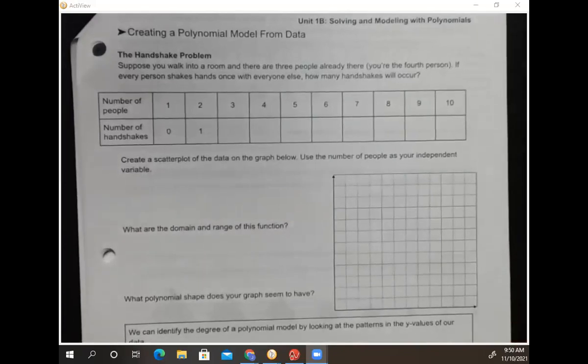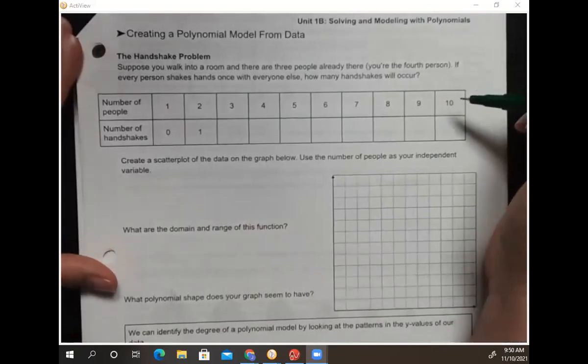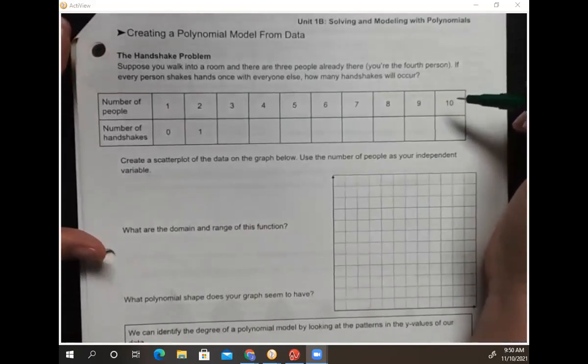Suppose you walk into a room and there are three people already in the room. You're the fourth person. If every person shakes hands once with everyone else, how many handshakes will occur?